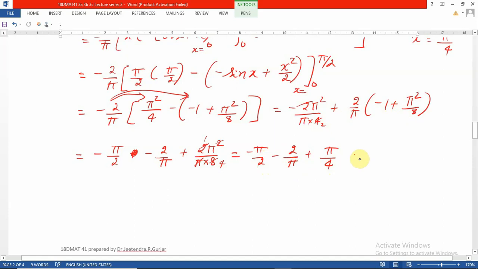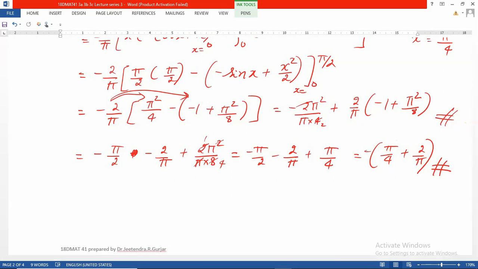If you want to further simplify, this will be equal to minus, I will take it outside, pi by 4 plus 2 upon pi. So this is our answer, students. So here you have already completed the answer. If you want, you can simplify, or it is not required, students. So this is how we have to simplify all the questions one by one very easily, students.